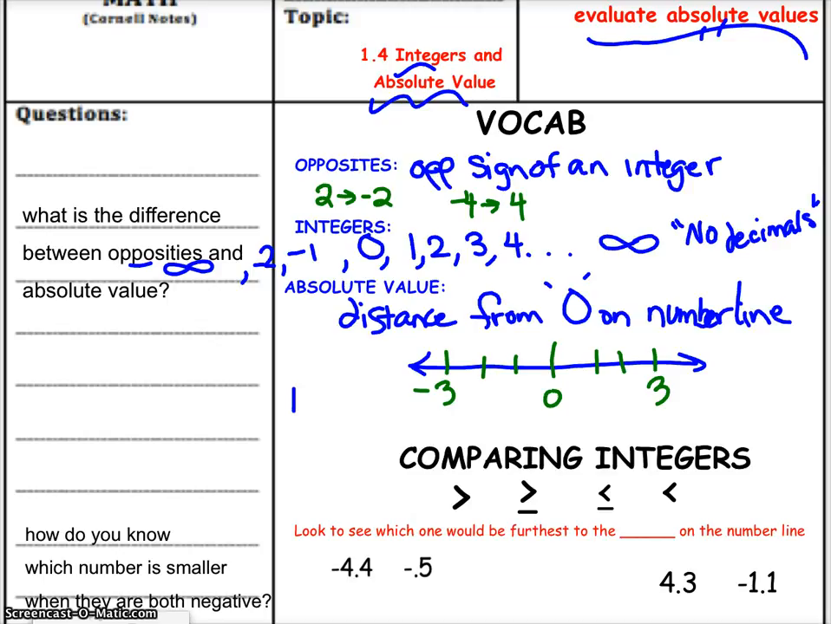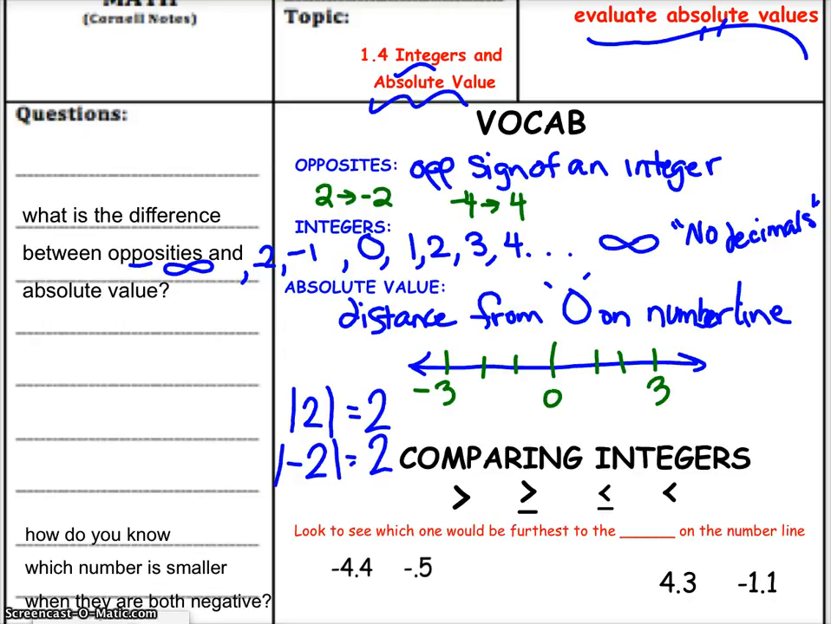So if I said the absolute value of 2, do you see how I set that up? The 2 lines means absolute value. That means how far away is 2 from 0? Well, it's 1, 2 spots away. So you'd say 2. The absolute value of negative 2? How far away is negative 2 from 0? 2. 1, 2. Notice they are the same. They are equidistant. That's how we say it. Equally distant.